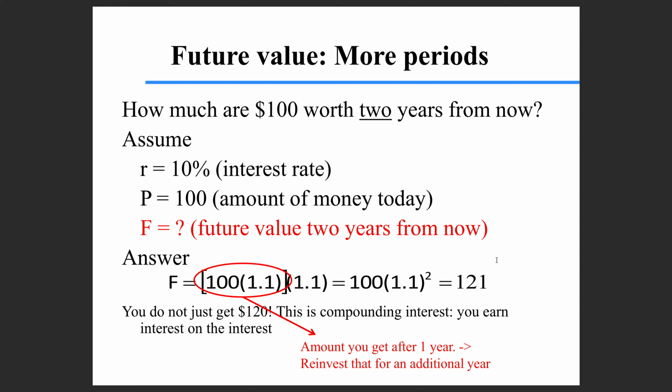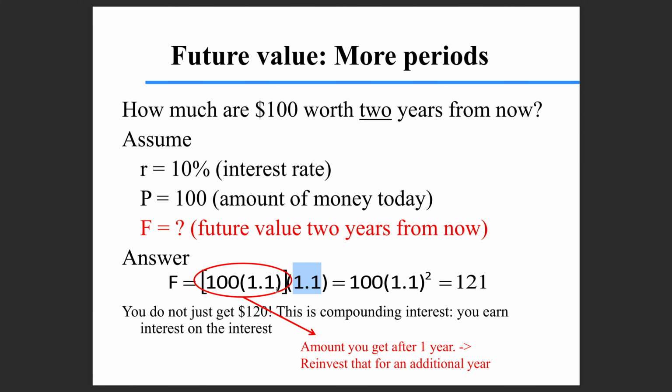You do not just get $120, meaning $10 of interest in year 1 and $10 of interest in year 2. You earn $1 more than $120. Where does this additional money come from? It comes from compounding of interest. Notice that for the second year, you earn 10% interest, not on the $100, but on the entire amount of $110.